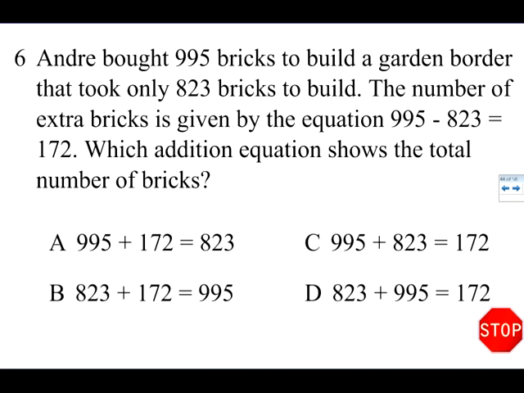Question 6. Andre bought 995 bricks to build a garden border that took only 823 bricks to build. The number of extra bricks is given by the equation 995 minus 823 equals 172. Which addition equation shows the total number of bricks? A, 995 plus 172 equals 823. B, 823 plus 172 equals 995. C, 995 plus 823 equals 172. Or D, 823 plus 995 equals 172. Hopefully you were able to figure out that answer.